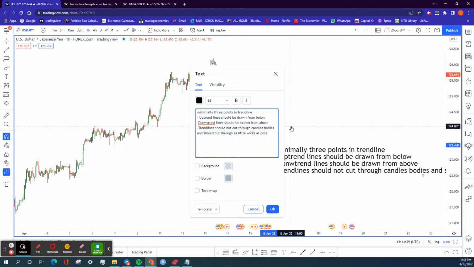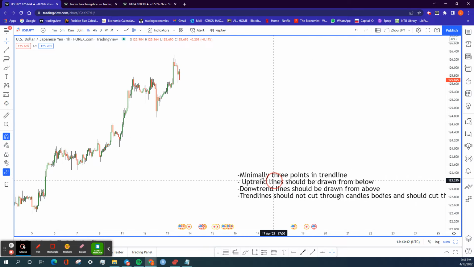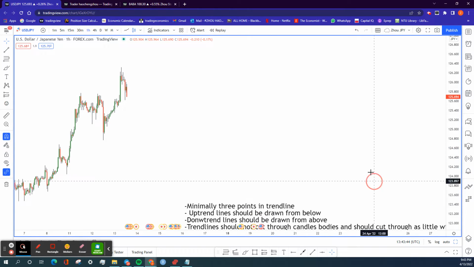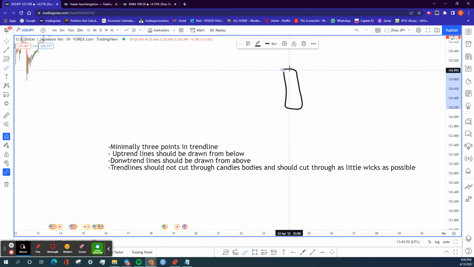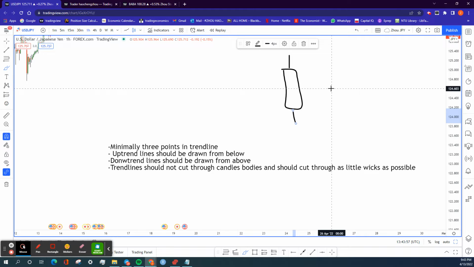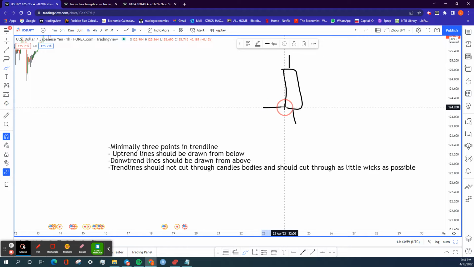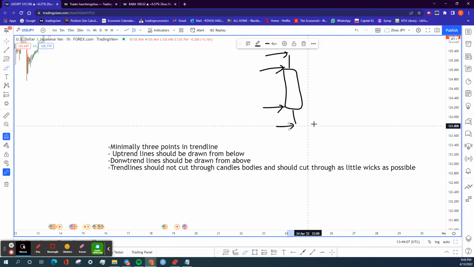little wicks as possible. Right, so what I mean by that is that, okay, firstly, to understand this point, we have to know what is a candlestick body and what is the wick, right? So if you are drawing a candlestick, this is what a normal candlestick chart is. If it's a green candle, this is the opening price, this is the closing price, this is the highest price, this is the lowest price. And if it's a red candle, then this will be the opening, this will be the close, this is the highest price, this is the lowest price, right?